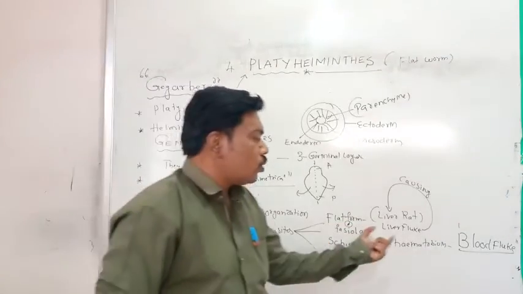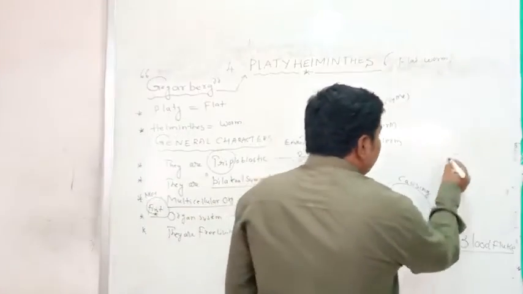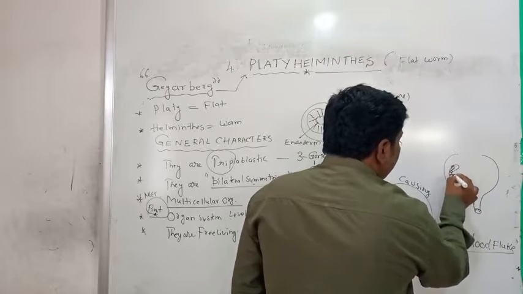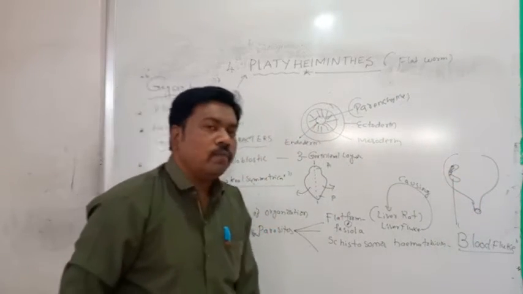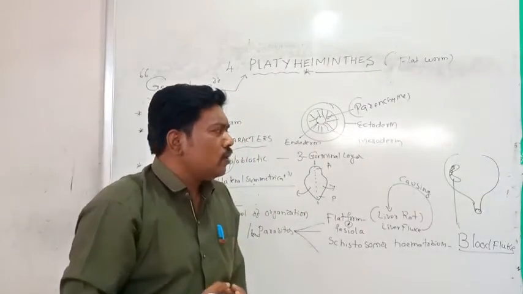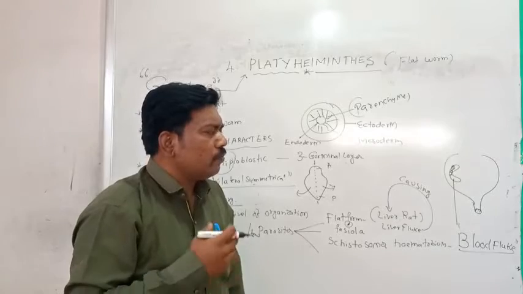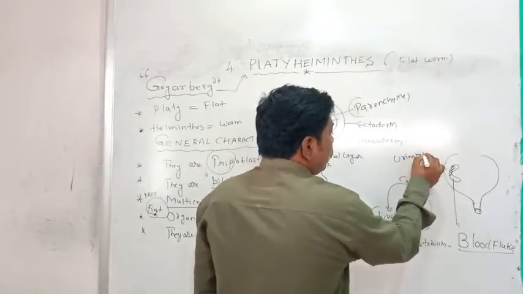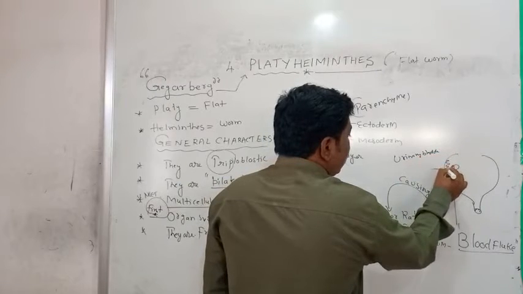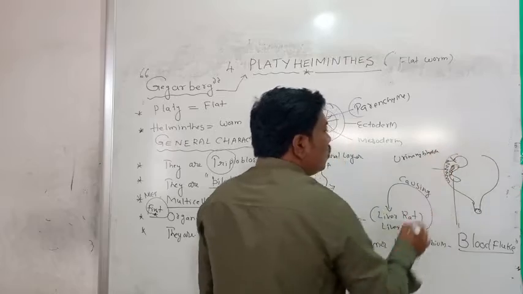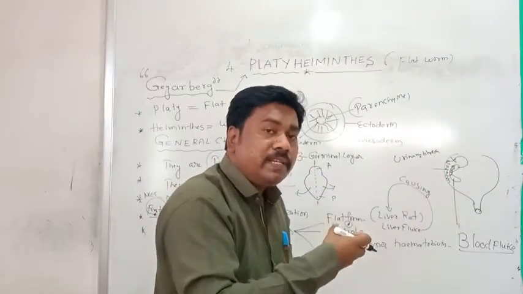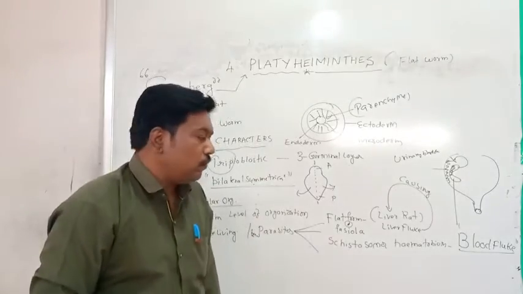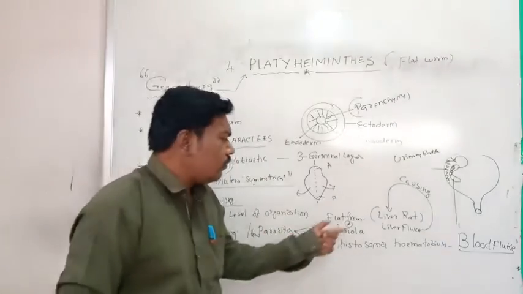This Schistosoma haematobium lives in the urinary bladder of human beings. That's why it is known as a blood fluke. Why? Because it sucks blood by rupturing the urinary bladder capillaries. This is the urinary bladder, and its wall contains capillaries. These capillaries are ruptured by this pathogen. Due to the rupturing of capillaries, what happens, beta? Bleeding occurs, and that blood is sucked by this organism. Due to that reason, it is known as a blood fluke. What is the scientific name? Schistosoma haematobium.